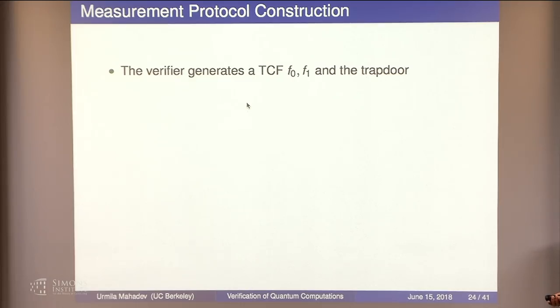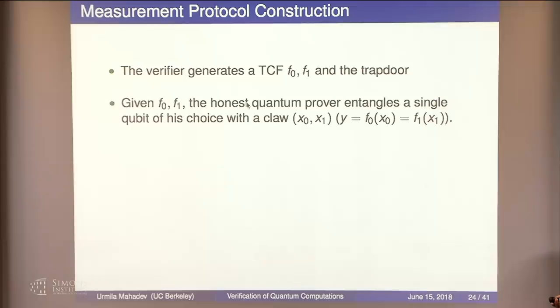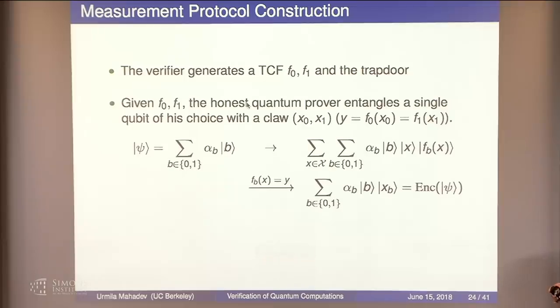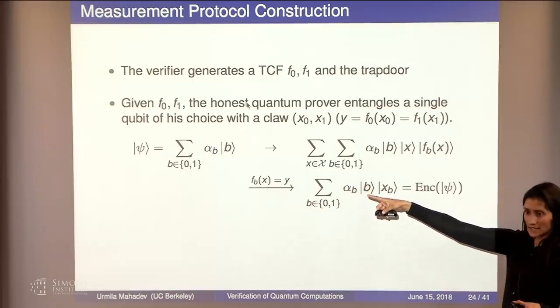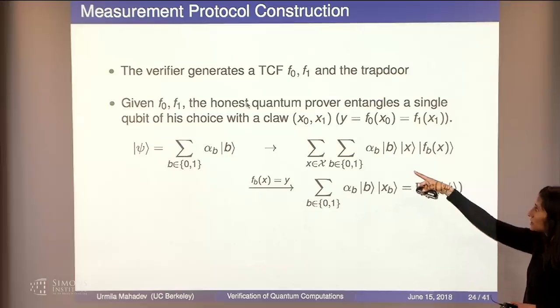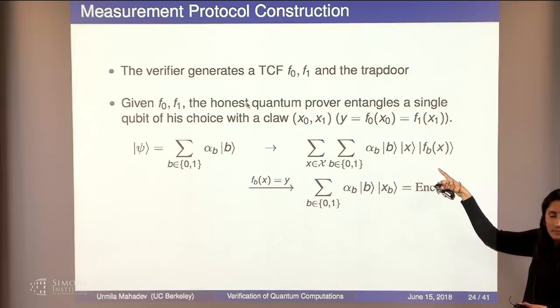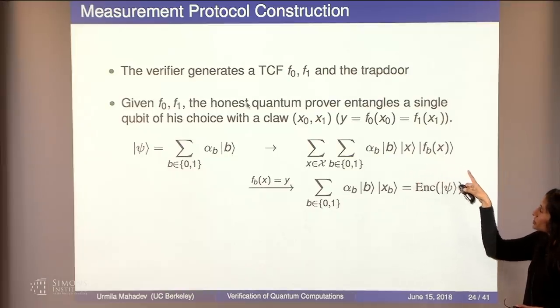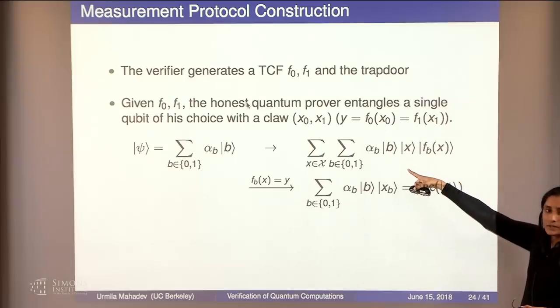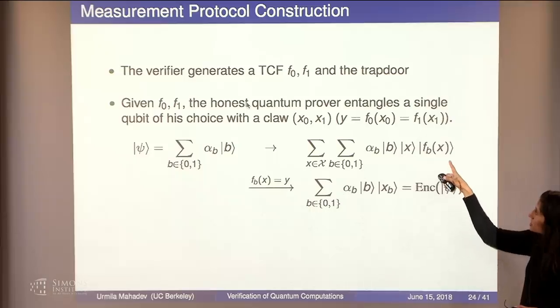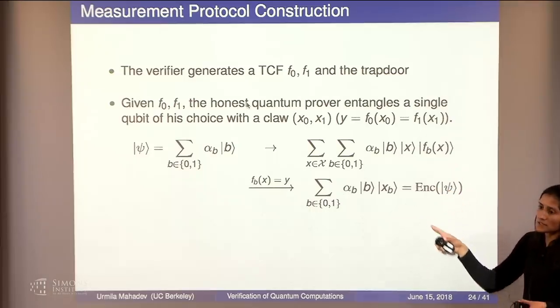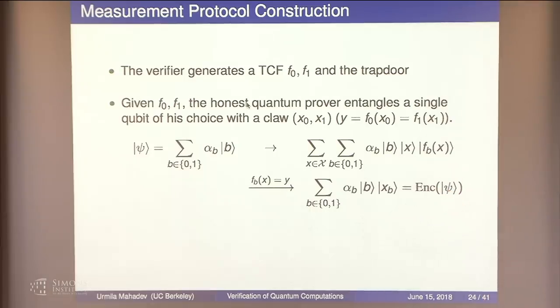The verifier generates a TCF and the trapdoor. And now the honest prover uses this to entangle a single qubit of his choice with the claw. He starts with a single qubit state psi. He does the same thing where he creates a uniform superposition over x. But now he chooses which function to apply based on his single qubit. When he does this and measures to obtain y, the state collapses to the encoding that I told you earlier.